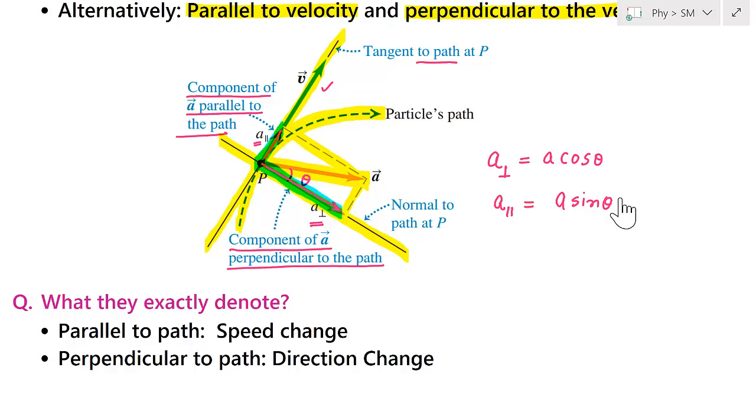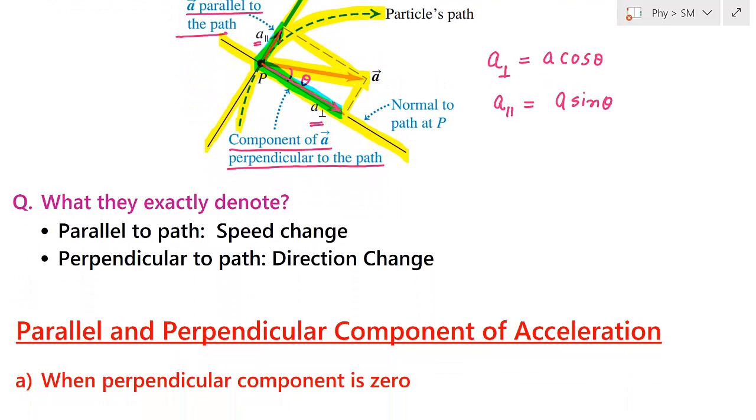Now why are we decomposing acceleration into these two components? What is the advantage of using all this? There is an advantage, and the advantage is that the parallel component of acceleration, that is parallel to the direction of velocity or the tangential acceleration, gives you the change in the speed. That is an important point.